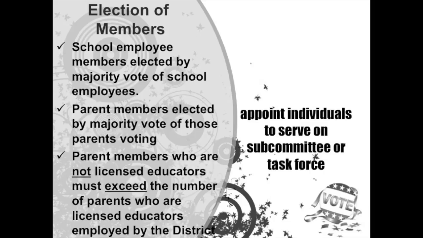Clarification on parent members. Following the election, if the election results are such that the school community council has more parent members who are licensed educators employed by the district than parents who are not licensed educators employed by the district, the council shall appoint additional parent members until the number of parent members who are not licensed educators exceeds the number of parent educators employed by the district. A school community council may appoint additional non-voting members to the council to advise or make recommendations to the council, including parents, school employees, or other community members.